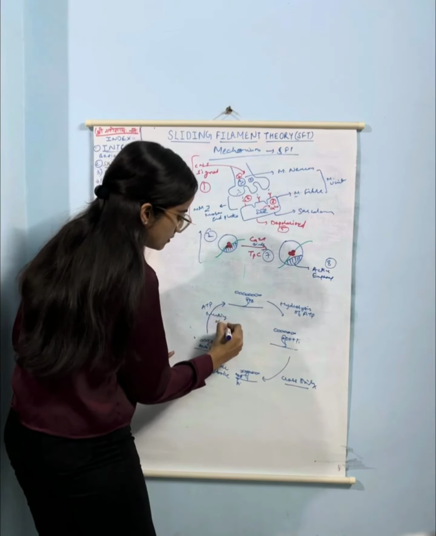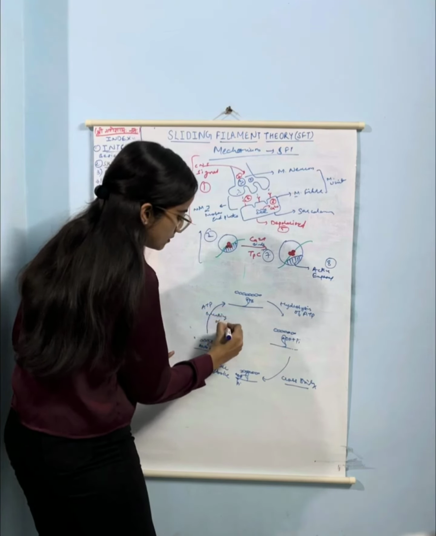This is my A band or thick filament, and there is a line which goes through the middle of this A band, known as M line, and this is my Z line. The distance between two successive Z lines forms the sarcomere, which is the functional unit of muscle contraction, and I have made this in the relaxed state. So this is the relaxed state.